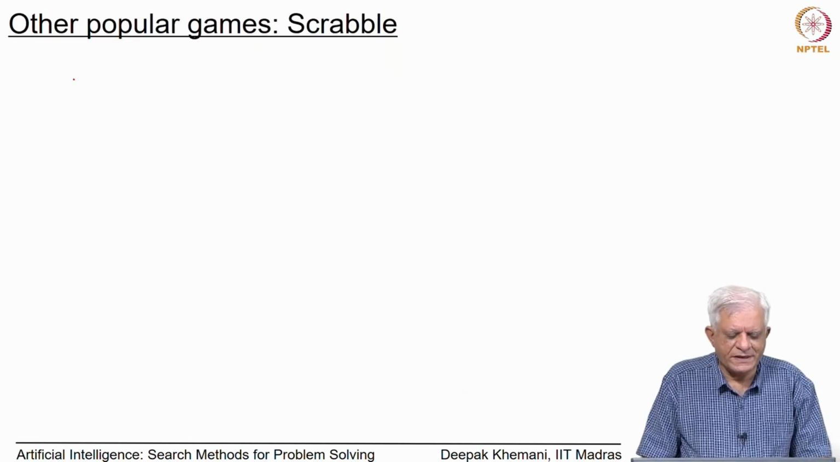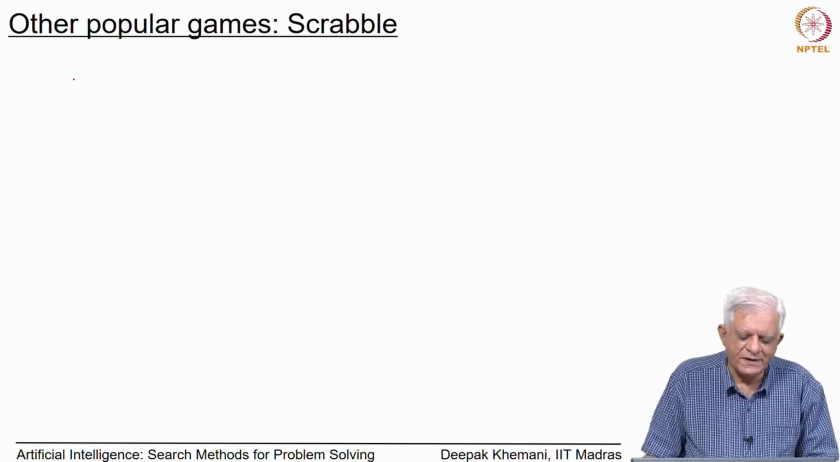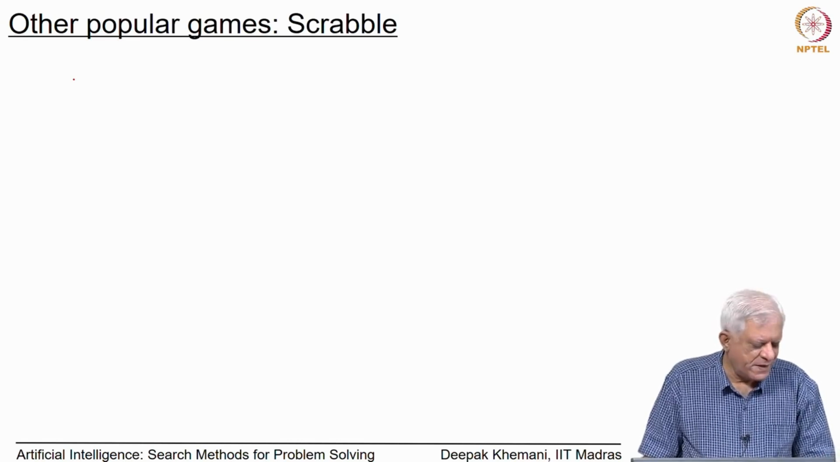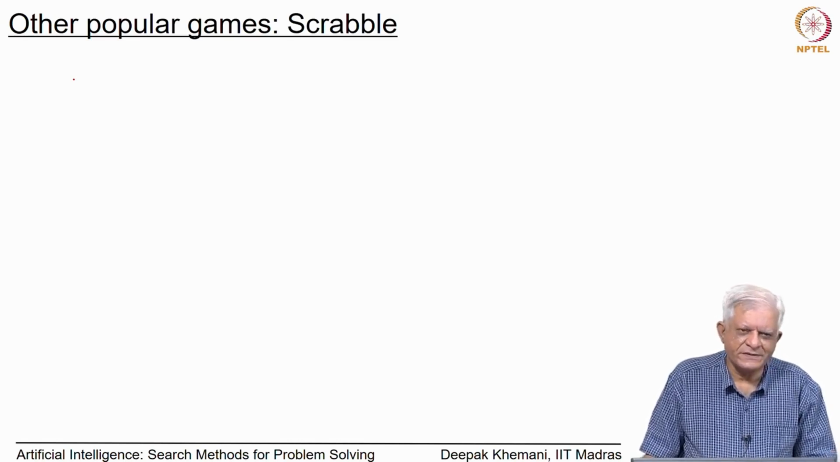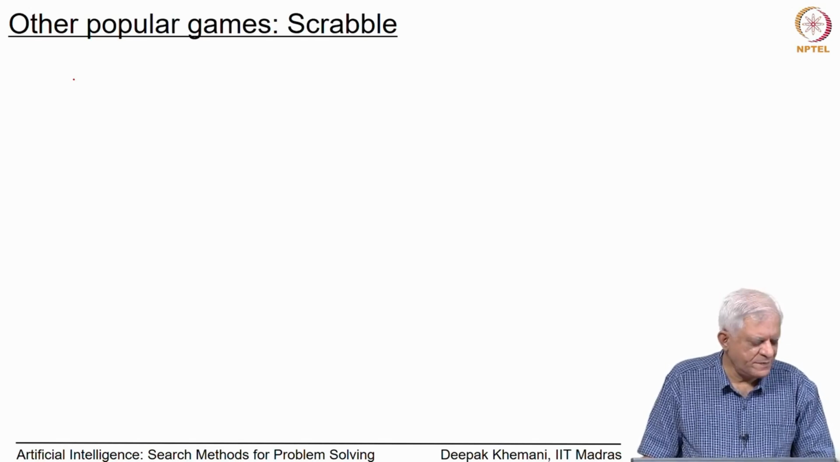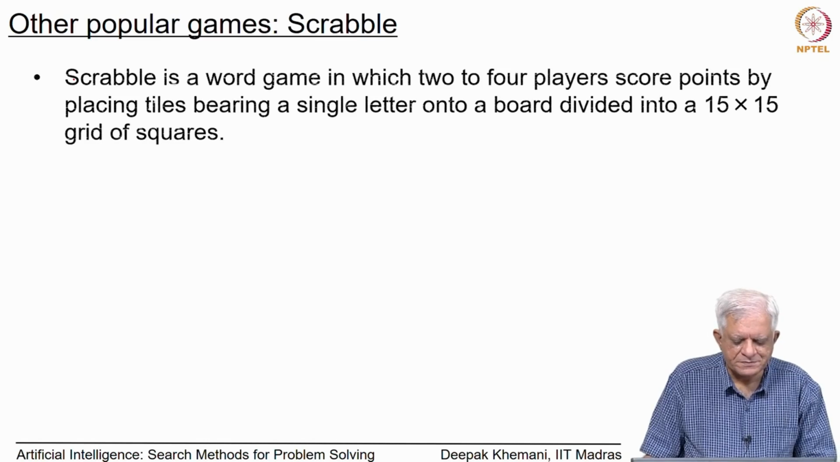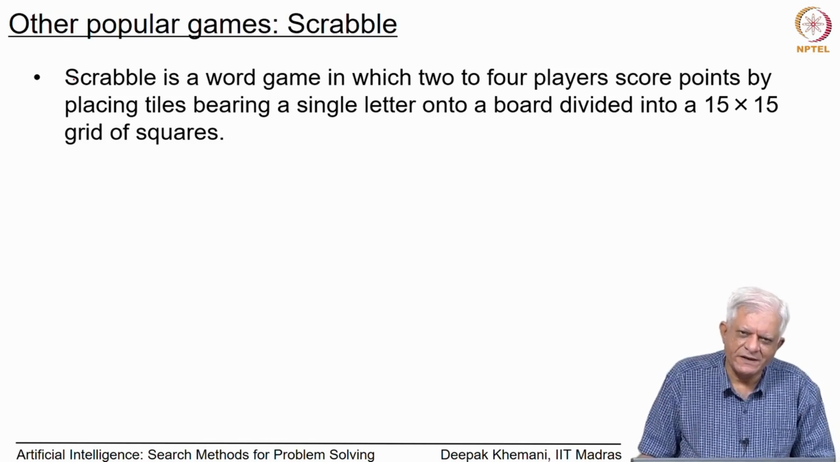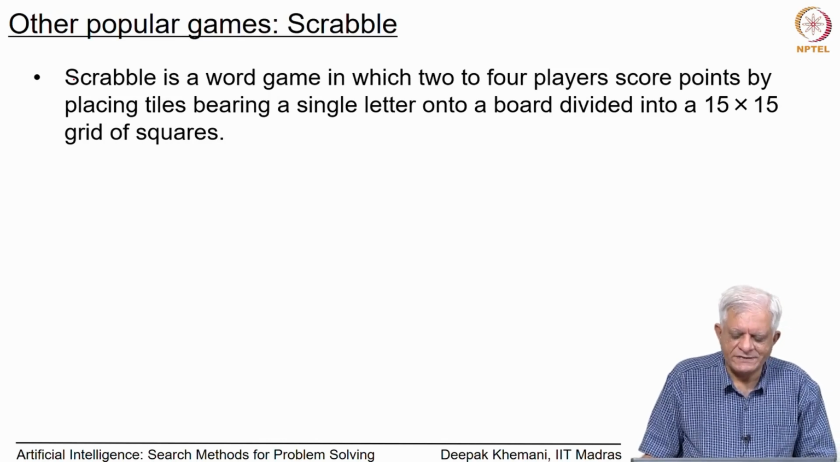Let us quickly look at some other popular games. We start with Scrabble. You must be familiar with Scrabble. It's a word game in which you get 7 letters from a pile of letters, and then you keep adding words to the board, somewhat like in a crossword fashion. 2 or 4 players can play the game, and they score points by placing tiles bearing a single letter on a board which is 15 by 15. But you can't place a tile anywhere, you can only place it next to an existing word.